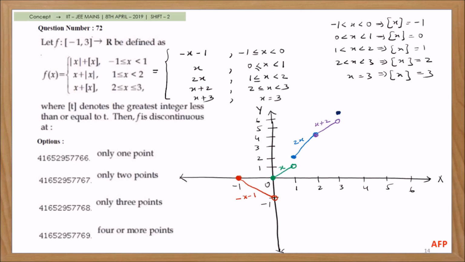Now they have asked for the points of discontinuity. The first point is x equals 0, the second point is x equals 1, and the third point is x equals 3. So totally only 3 points are there where the function is discontinuous, so the third option follows.